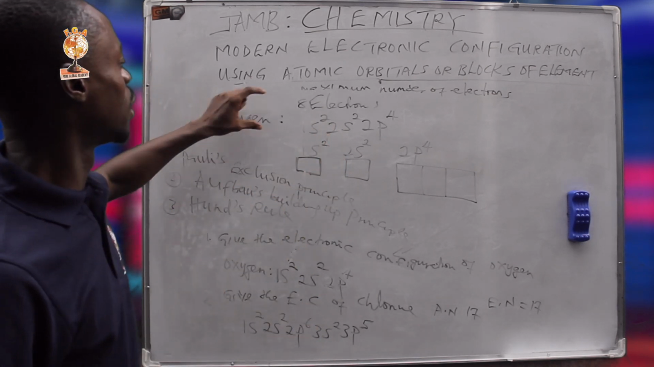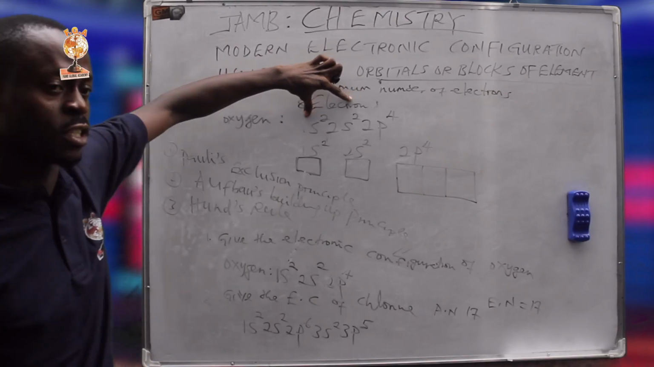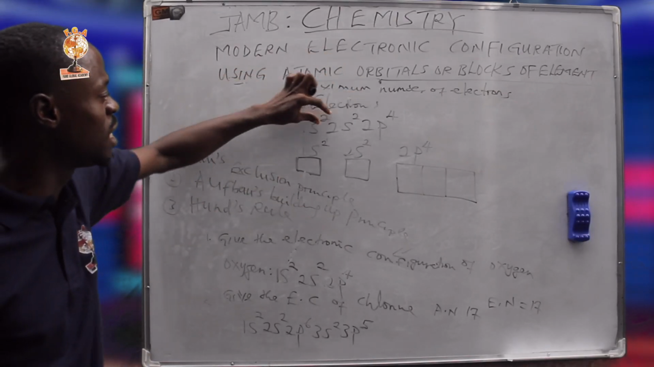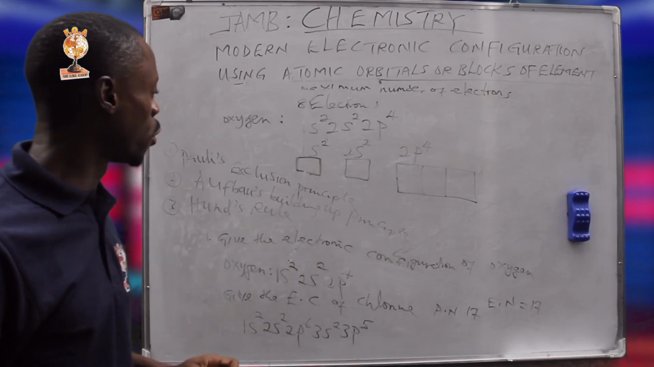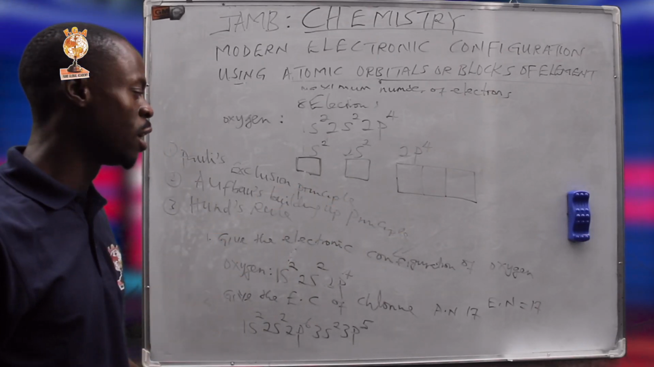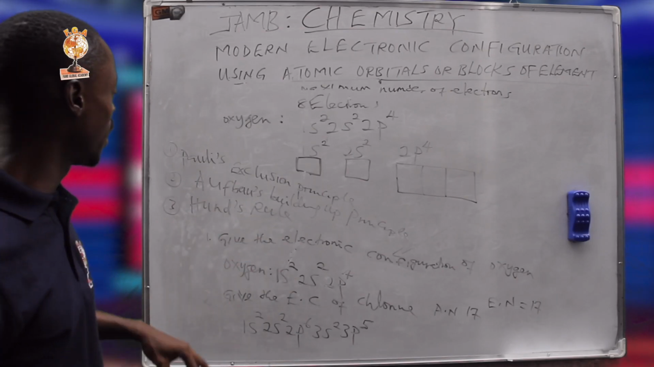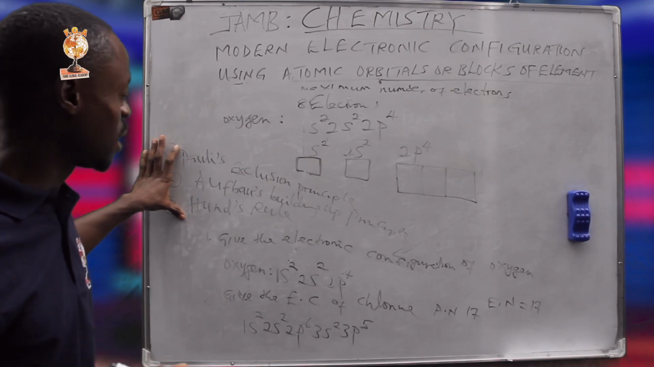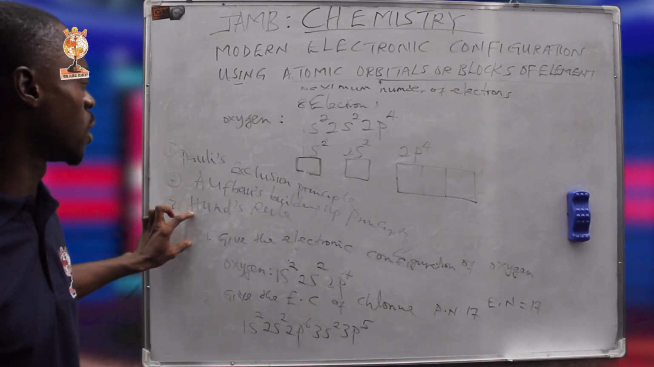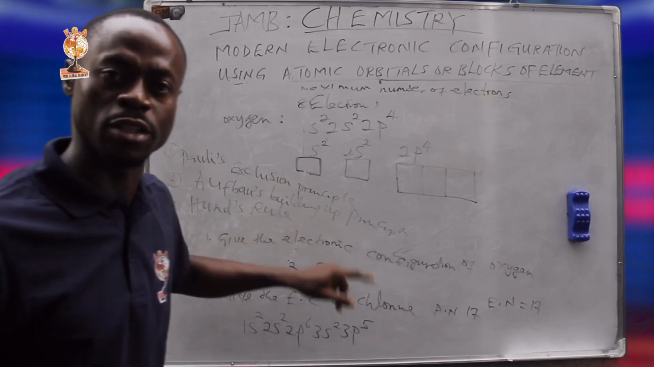Now we have on the board the electronic configuration of oxygen. How do we fill these electrons in each of these orbitals? For you to do that successfully, you must put into play these 3 rules or principles. I'll be taking them one after the other. The first one says Pauli's exclusion principle.